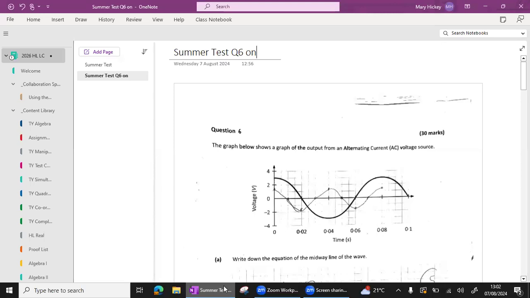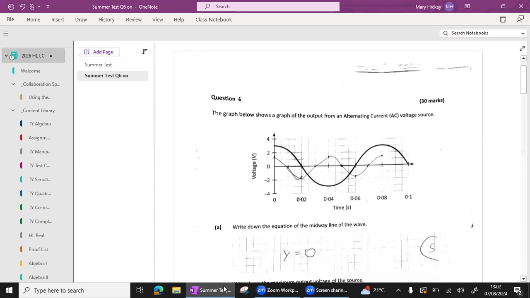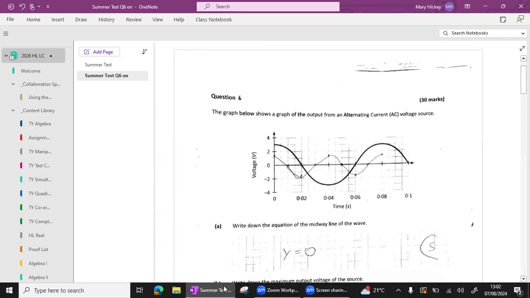So this is the last video regarding the summer exam. I've put all the graphs together just to go through it a little bit quicker. It says the graph below shows the output of an alternating current AC voltage source. We were given the bold black line there. And the first question was, write down the equation of the midway line of the wave.